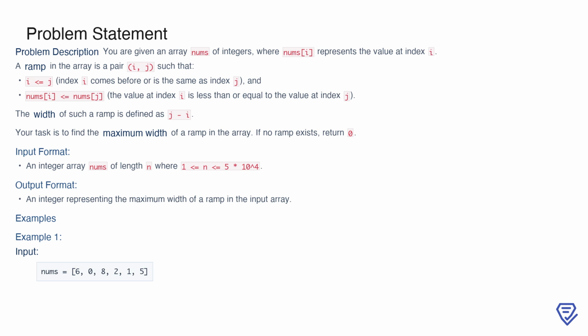Your task is to identify the ramp with the maximum width in the array. If no such ramp exists, the result should be 0. The input will be an array nums with a length between 1 and 50,000, and the output should be the integer representing the maximum width of this ramp. Let's look at some examples to better understand this problem.